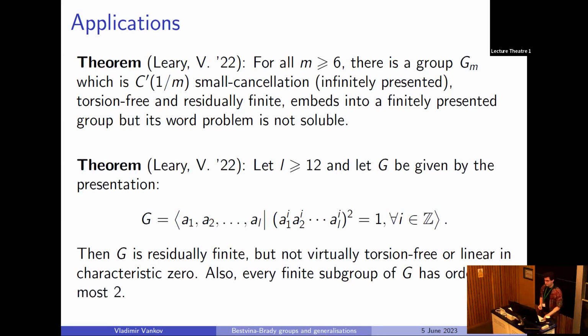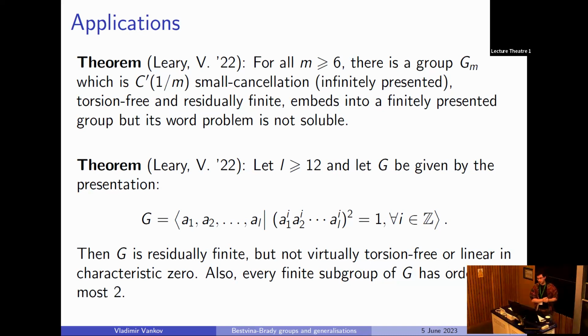So firstly, we can construct some exotic small cancellation groups, which are not finitely presented, but we can get them to be torsion-free and residually finite, and they embed in finitely presented groups, but the word problem is not solvable. So you might think this is surprising, because if you have a finitely presented small cancellation group, then in fact it's hyperbolic and very efficient algorithms exist for solving the word problem.